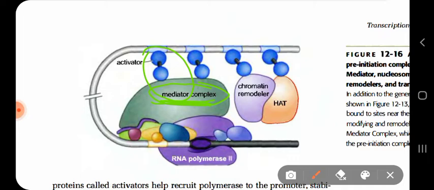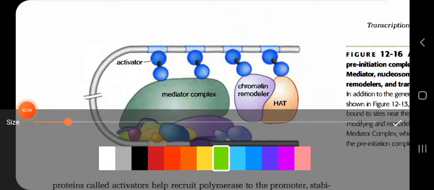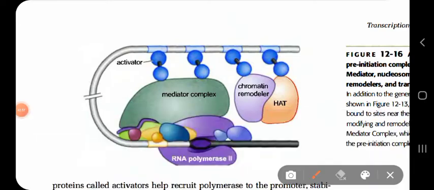Normally, the mediator interacts with the tail region of the RNA polymerase 2. Obviously, mediator also interacts with the activators above, and it also interacts with the tail region of RNA polymerase 2. You can see the tail region, I am marking it. So it interacts with the tail region of RNA polymerase 2, and it also interacts with the activator, at the same time.